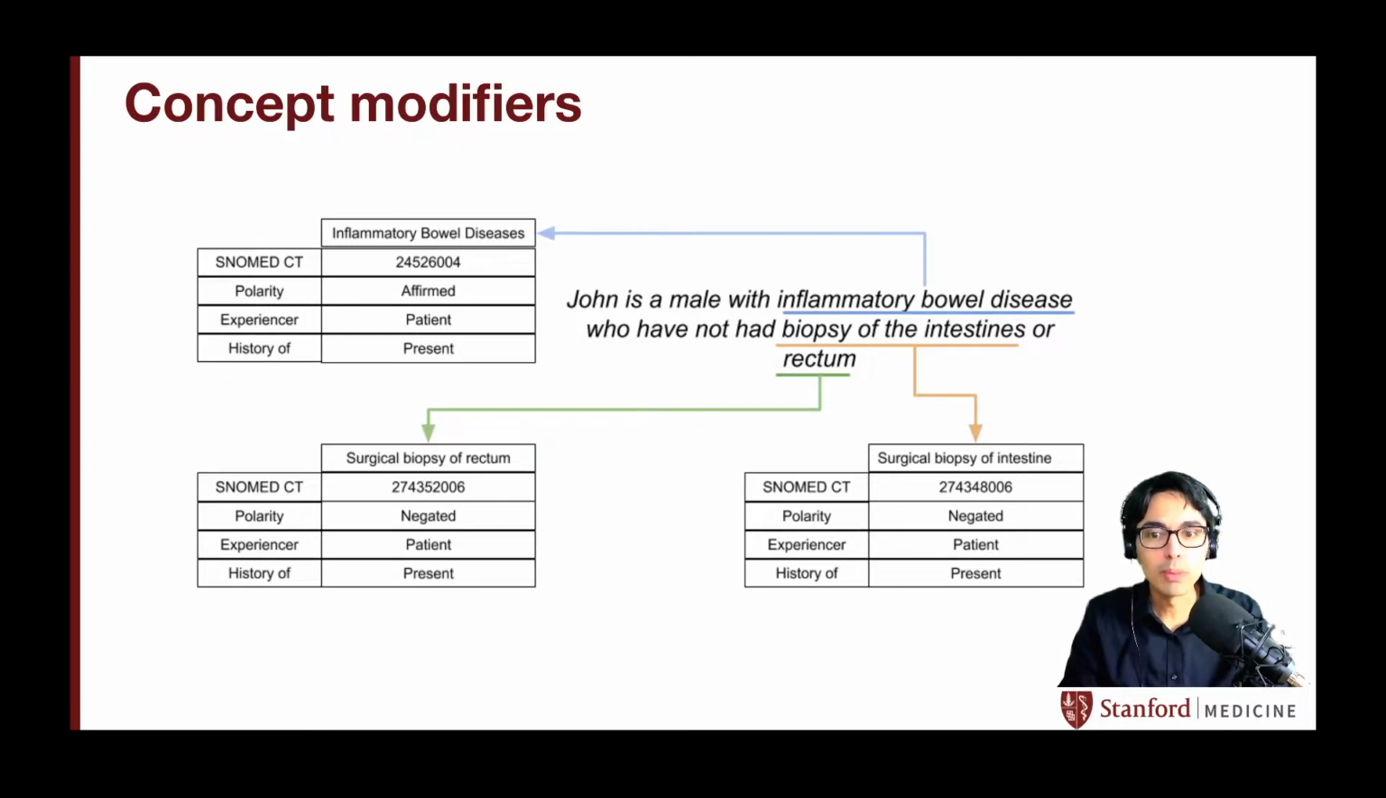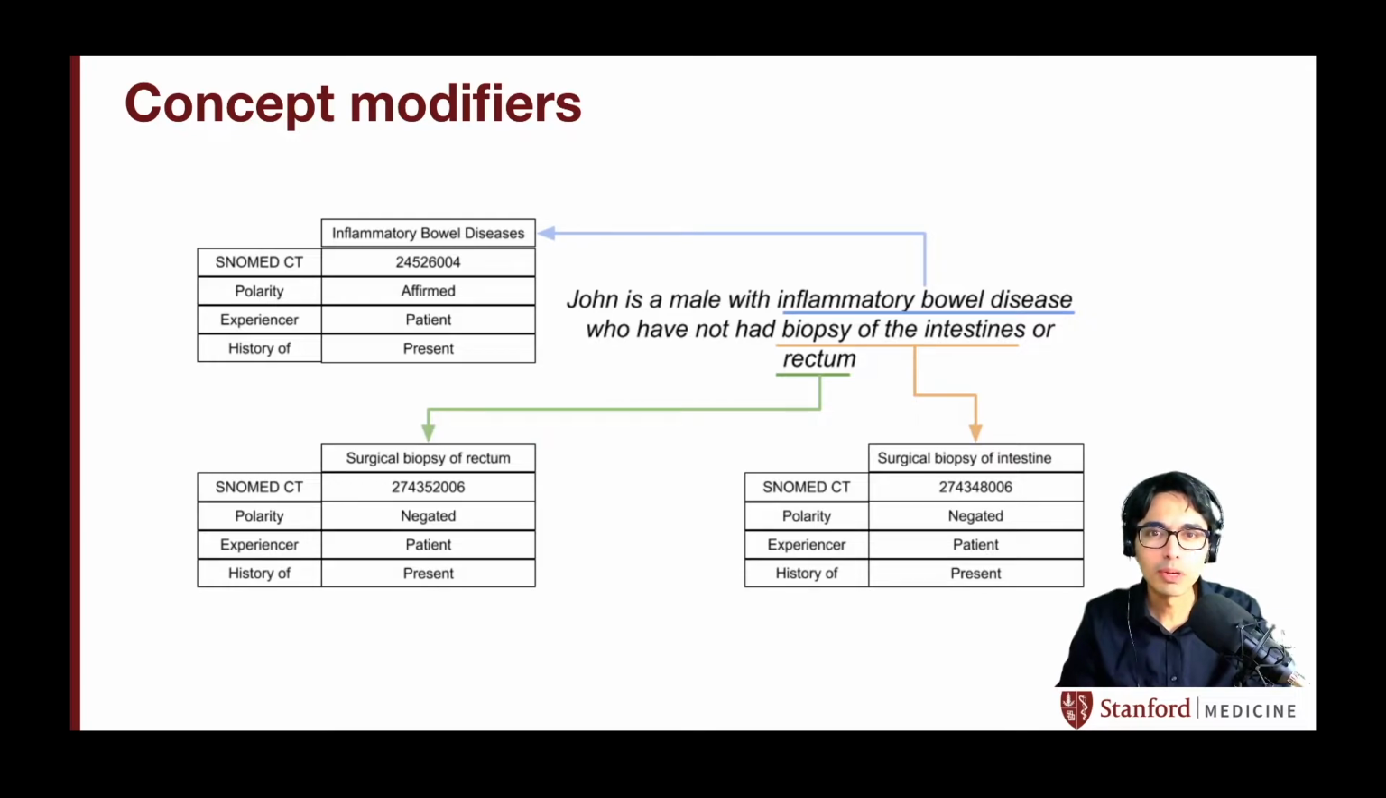First, inflammatory bowel disease is affirmed, and it is the patient who is experiencing this. Also, when is this patient experiencing this? In the present. Let's take another example. Let's take surgical biopsy of rectum. First, this concept is negated because the sentence explicitly is saying that the patient does not have this. And in clinical notes, it's very common that doctors mention something to rule out in the process that is known as differential diagnosis. Then for this particular one, the experiencer is the patient and it is also mentioned in the present.